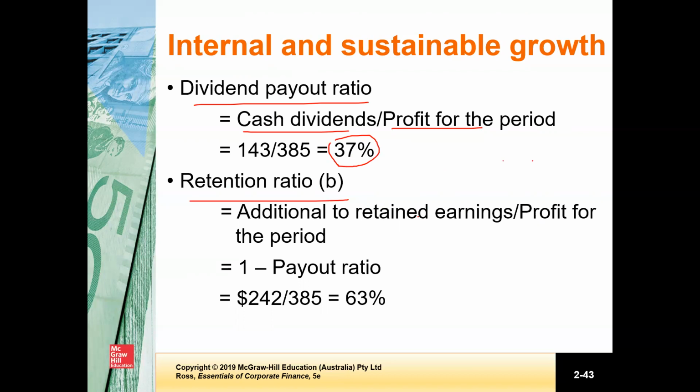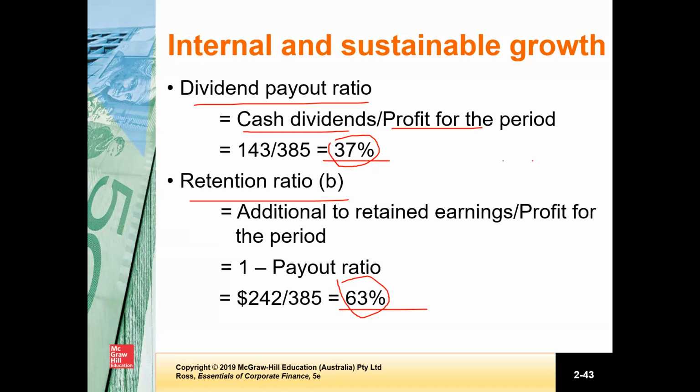For example, when dividend payout ratio is 37%, it means that 37% of your profit is distributed as dividend to the shareholders. And retention ratio is 1 minus payout ratio, and you can say it is 63%, which means that when 37% of the profit is distributed as dividend, 63% of the profit is retained with the company for future investment. This retention ratio is also known as plowback ratio.